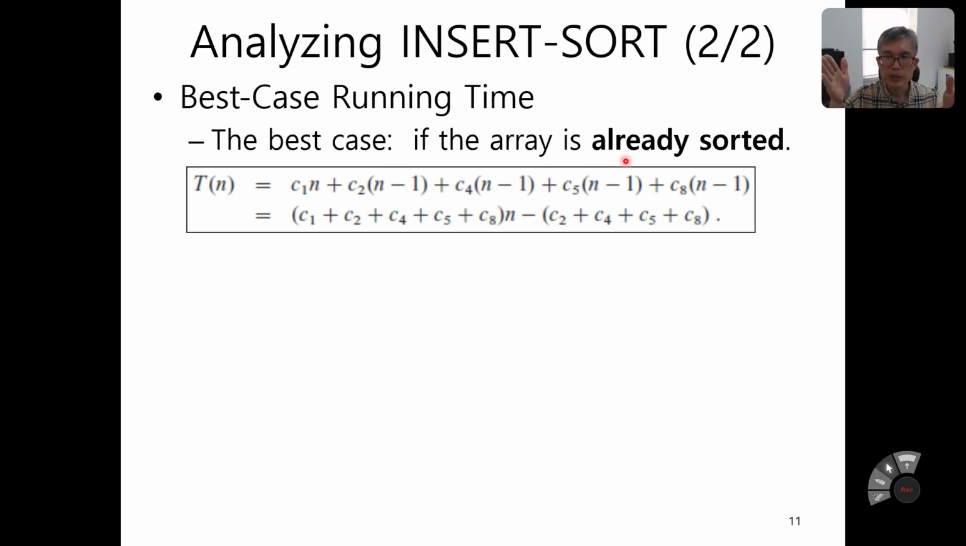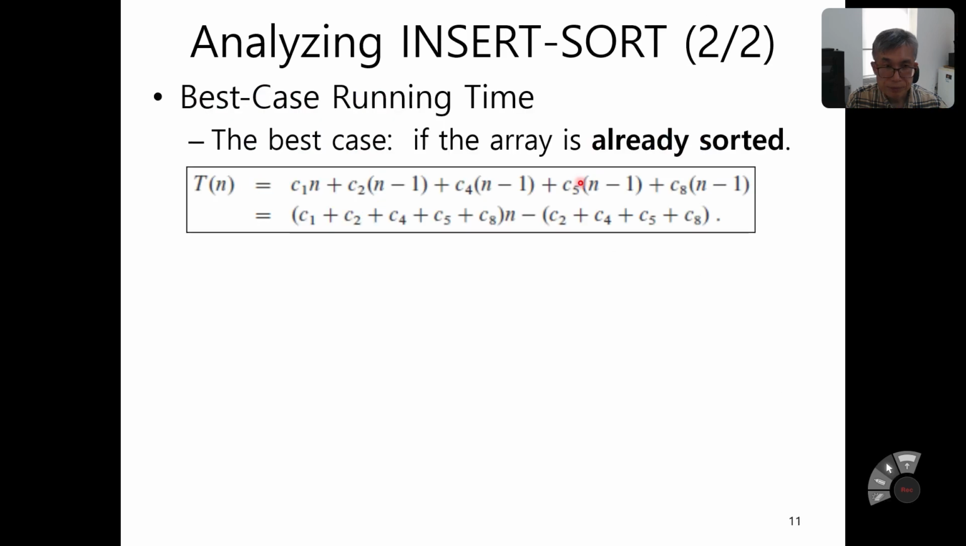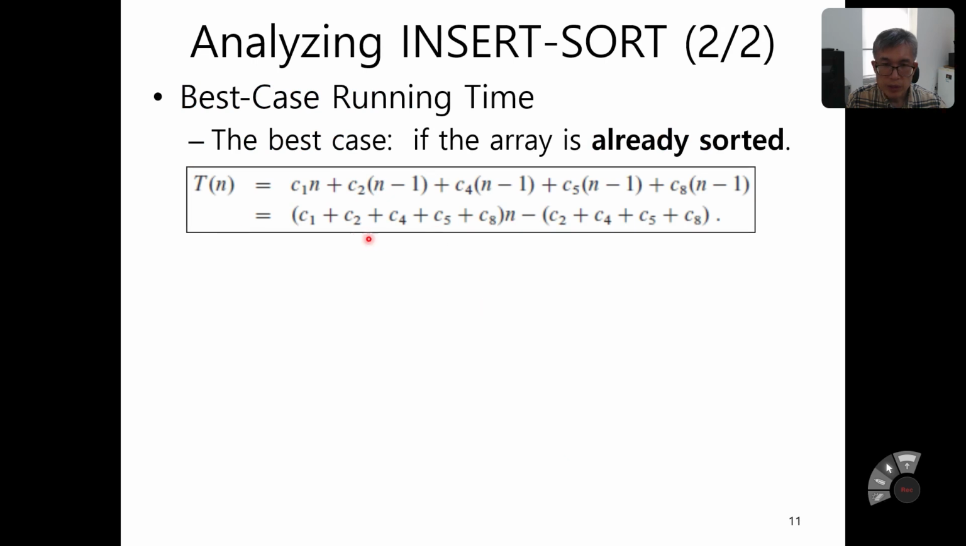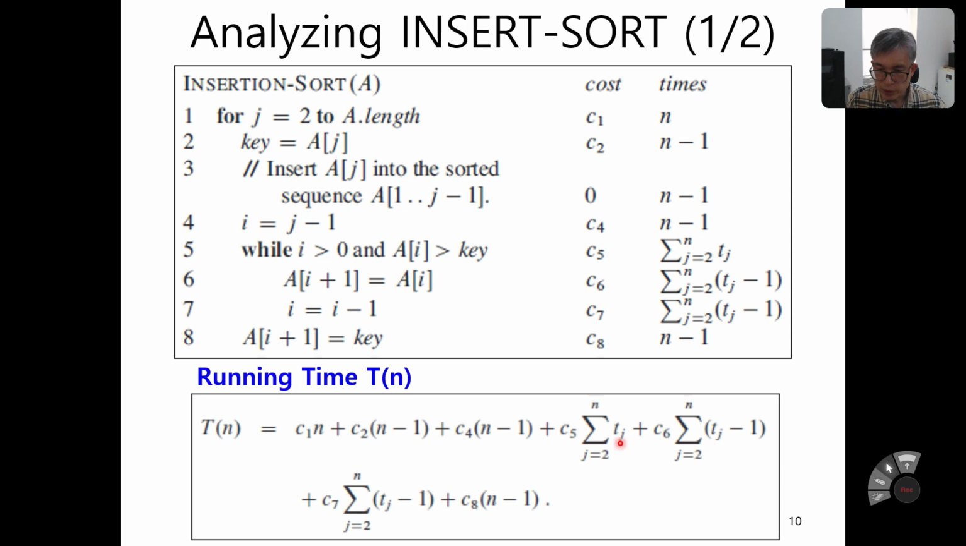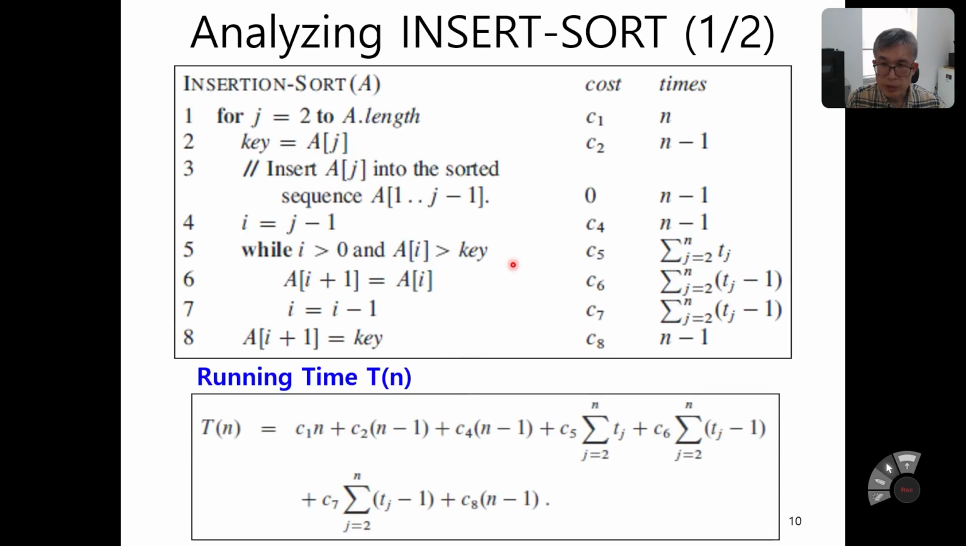So the best case running time: the best case is if the array is already sorted. You just compare with the adjacent left neighbor, which is enough. If sorted, the key is always greater than or equal to its left neighbor, so t_j is small, just one comparison. In that case t_j is 1, and the iteration count is almost n.